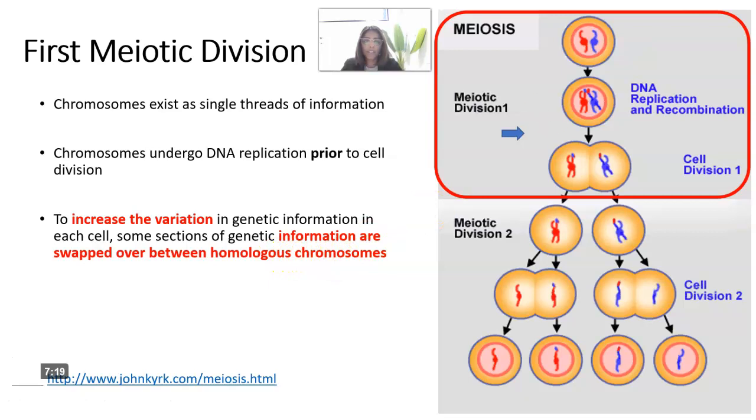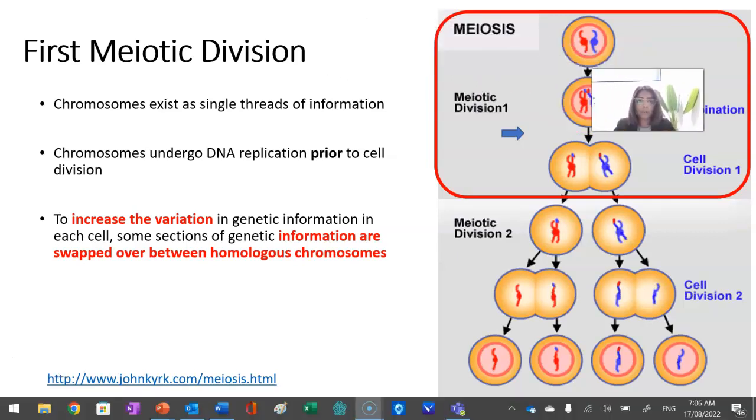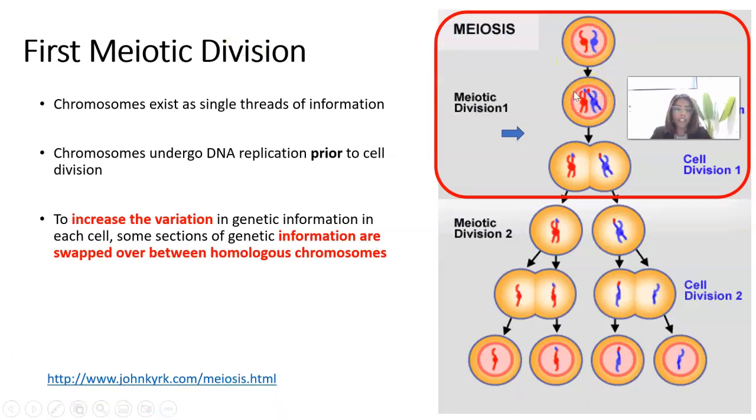If we see here at the top, we've got single chromosomes. They will double and become double chromosomes through DNA replication. And then in this diagram here, we can see that those double chromosomes have actually crossed over each other. As a result of that crossing over, they have switched portions of genetic material.